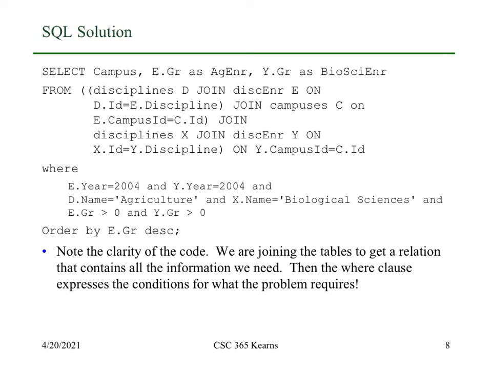Note the clarity of the code. I think that's important, and maybe it helps you see why you would want to do this. You can solve this problem just using 5 tables, 2 copies of both the discipline table and the enrollment table, plus campus, and just using the where clause to tie them all together. But it's much harder to see what's going on. Whereas here, it's totally obvious, I think, what's going on. This is where all the joining of the tables takes place, and this is where the filtering goes on.